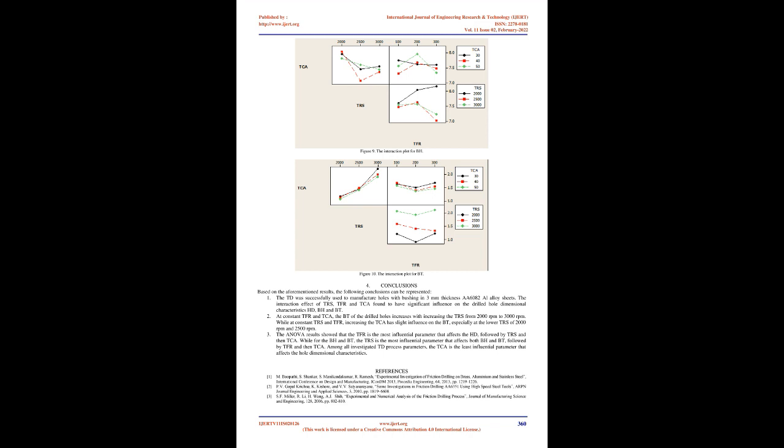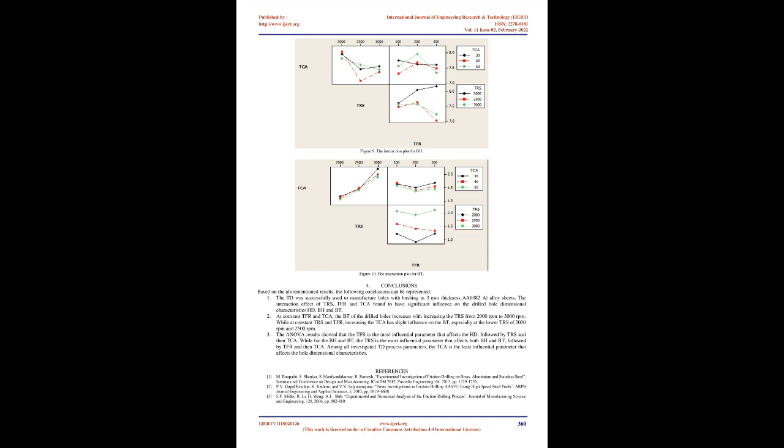The results showed that, at constant TRS, 2000 to 3000 rpm, and TFR, 100 to 300 mm/min, changing the TCA from 30 to 50 has no significant influence on BT of the TD holes. For example, at constant TRS and TFR of 3000 rpm and 100 mm/min, increasing the TCA from 30 to 50 reduced the BT from 2.088 mm to 1.987 mm, about 4.83% reduction, respectively.